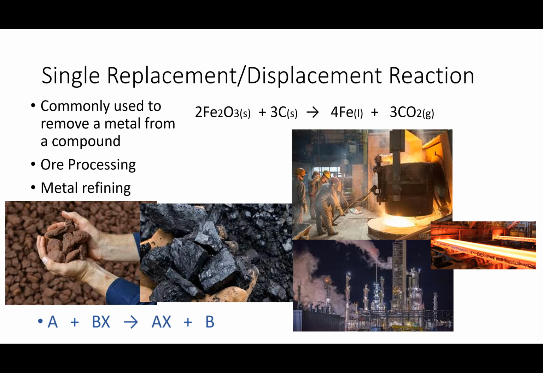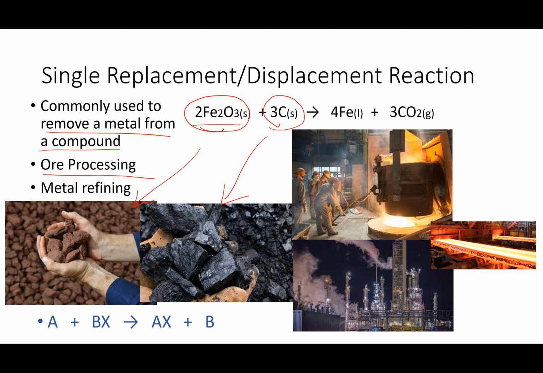Here's a great example of a single replacement reaction. These are commonly used to remove metal in situations where you have ore and you're going to process that ore. Iron oxide or iron ore that comes from iron mines has to be processed in order to get metal that is useful to make automobiles and cars and steel support beams for structures and things like that. Well, that iron ore is a compound. It is burned with an awful lot of carbon in the form of coal. Pure coal is just pure carbon.